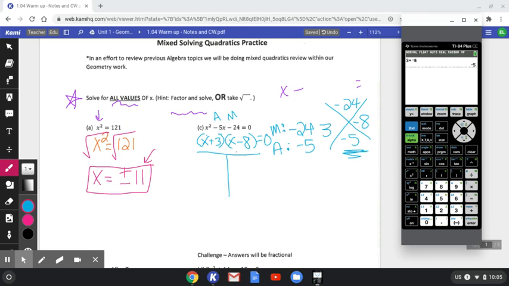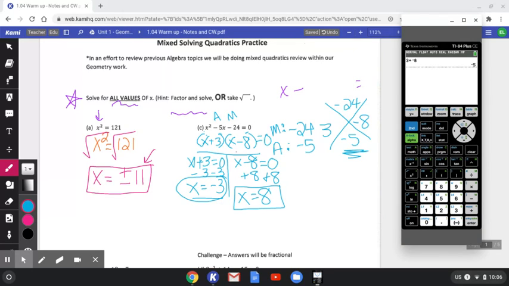If we draw a little t-chart, we set each factor equal to 0. So x plus 3 equals 0. We subtract 3 from both sides. X will equal negative 3. So that one answer subbed back in would give us an answer of 0 back in the original equation. The other answer, x minus 8 equals 0. We add 8 to both sides, and our answer is x equals positive 8.